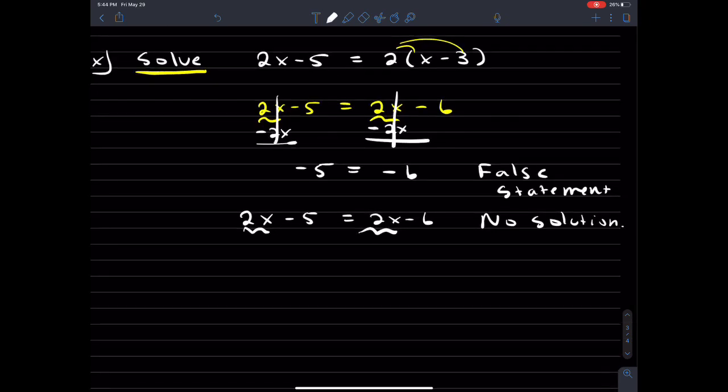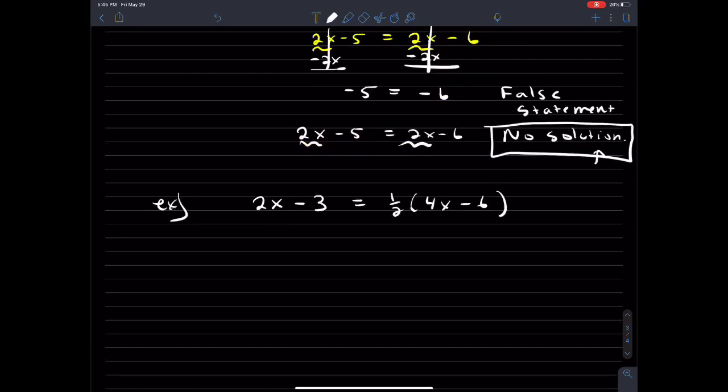So when your variable disappears, two things can happen. When you subtract off your variable, you'll either get a true statement or a false statement. If it's a false statement, like you see here, there's no solution. Okay, that's the answer. There's no answers. Okay, so here's another example.